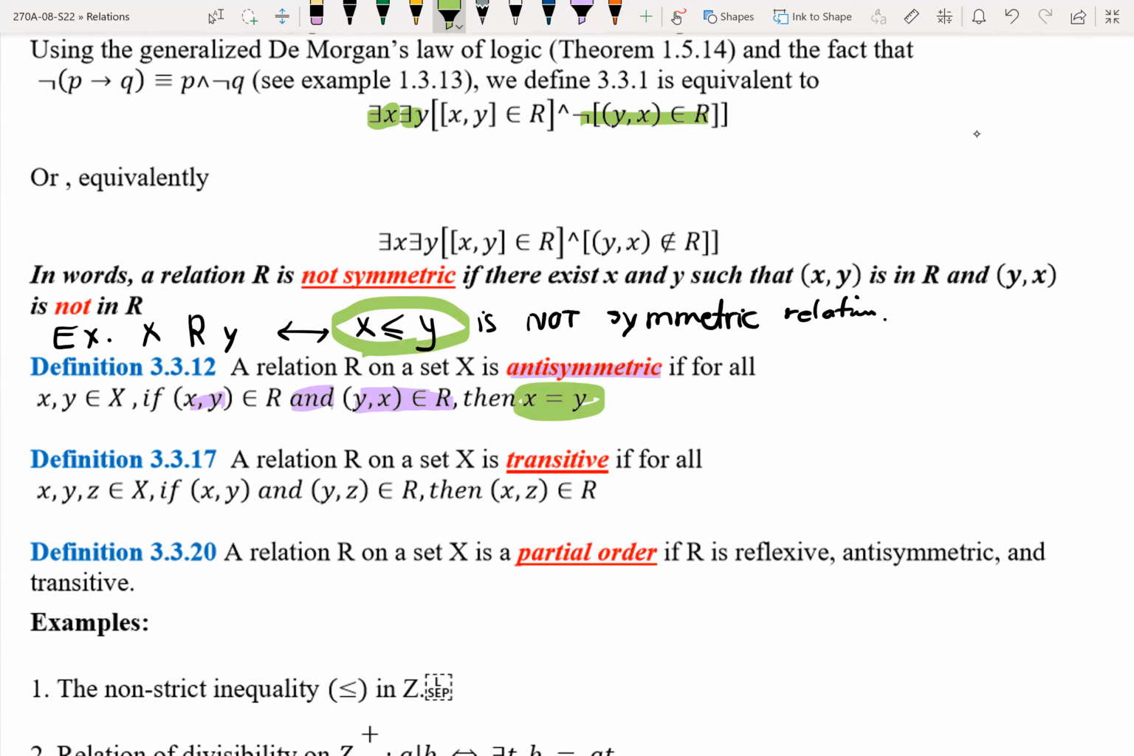If x is less than or equal to y and y is less than or equal to x in real numbers, what can I say? X and y must be the same number, right? You can't have x less than or equal to y and y less than or equal to x unless x and y are the same. So that's a really good example for anti-symmetric. Okay.